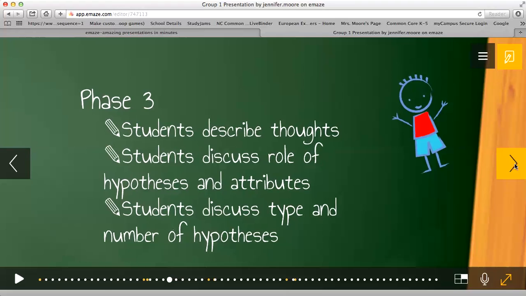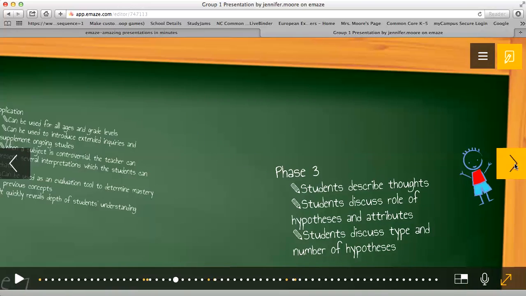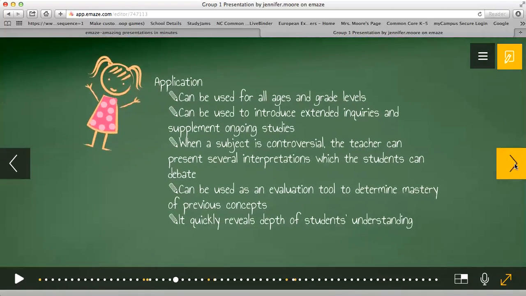In Phase 3, students describe thoughts. Students discuss the role of hypotheses and attributes. Students discuss the type and number of hypotheses. Application: it can be used for all ages and grade levels. It can be used to introduce extended inquiries and supplement ongoing studies. When a subject is controversial, the teacher can present several interpretations which the students can debate. It can be used as an evaluation tool to determine mastery of previous concepts. It quickly reveals depth of students' understanding.